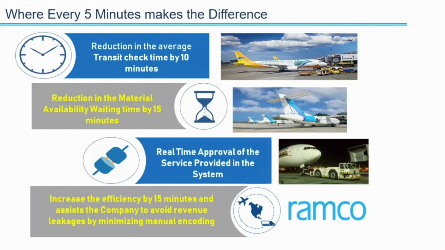The increase in revenue and profitability is directly attributed to the time saved at work execution and overall operations. With Ramco, they were able to reduce the average transit check time by 10 minutes and material availability waiting time by another 15 minutes, since a mechanic does not have to run to the store to verify part availability. Real time approvals are done using collaborate features and an overall increase in efficiency by minimizing manual coding and easily converting the tasks completed to cash.